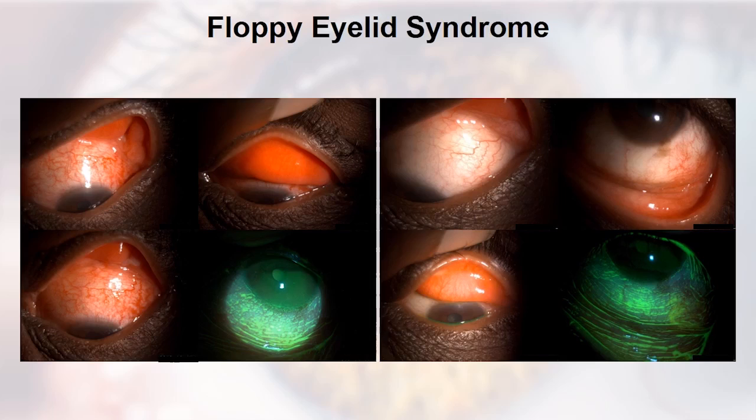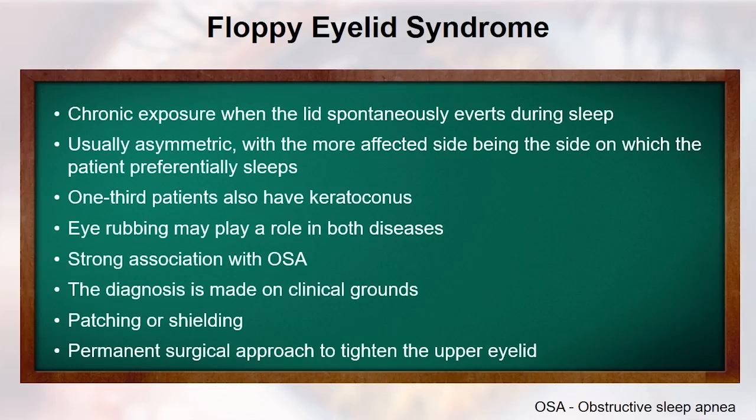And this is the same eye 1 month later. I used topical steroids for just a week, but what we did was use a rigid protective shield at bedtime, and with the use of that, along with lubricants, there's a significant improvement in the redness. So this is a situation where you need to ask for the appropriate history, and these are patients who also have a strong association with obstructive sleep apnea. Patching or shielding is the treatment for these patients along with copious lubrication at bedtime, and a permanent surgical approach would be to consider tightening of the upper eyelid by the oculoplasty colleagues.